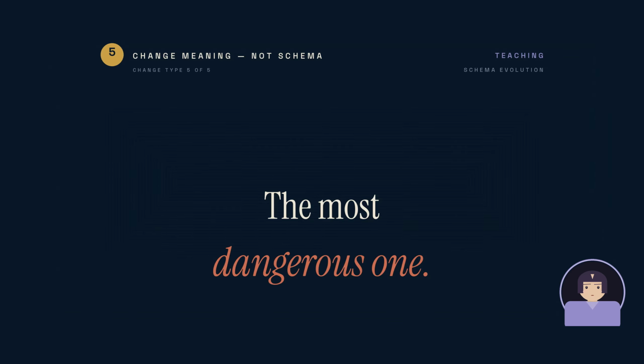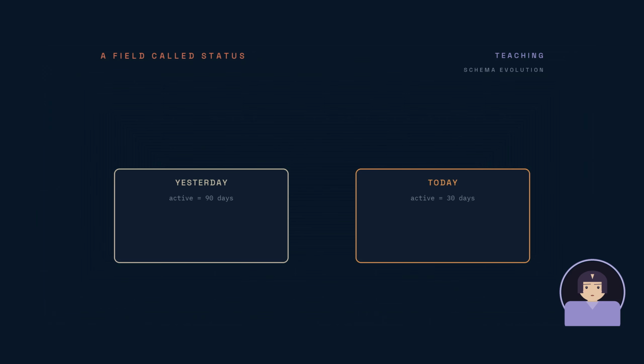Imagine a field called status. Yesterday, active meant a customer purchased within 90 days. Today, the business changes active to 30 days. The column name is the same. The data type is the same. No pipeline fails. But the meaning changed.